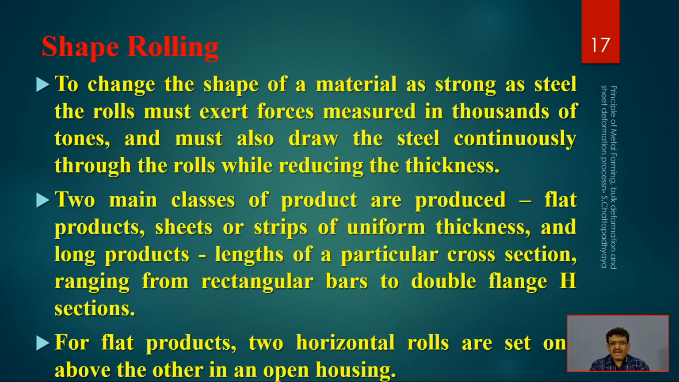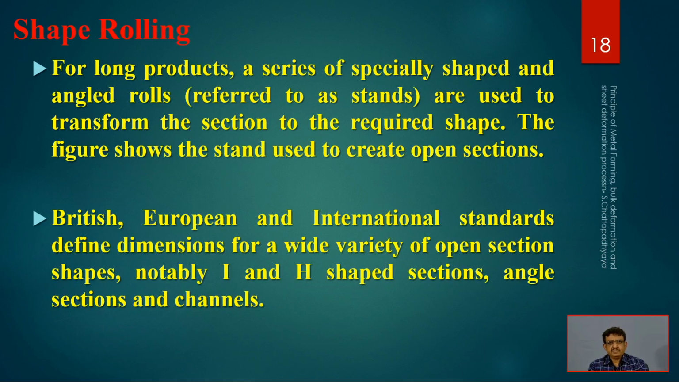And for flat products, two horizontal rolls are set one above the other in an open housing configuration. For long products, a series of specially shaped and angled rolls referred to as stands are used to transform. And depending on the shape, and those figures I have already shown where different kinds of sections can be made, the British, European, and international standards define different dimensions for a wide variety of open sections and shapes.